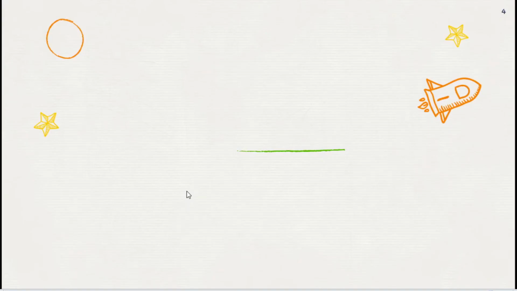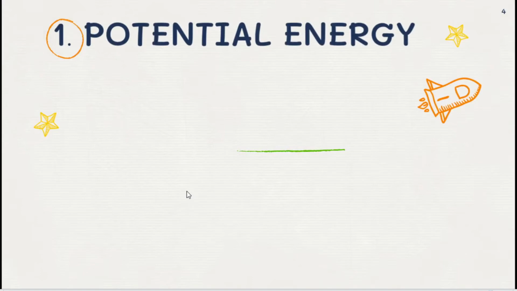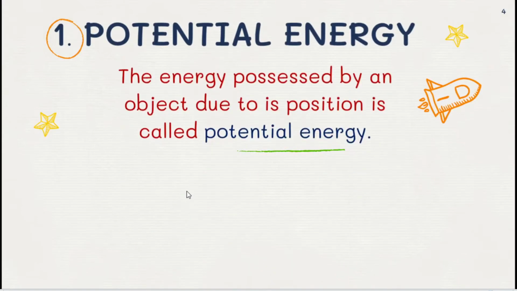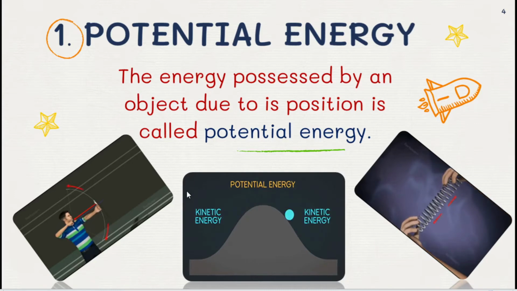Students, first we are going to discuss what potential energy is. The energy possessed by an object due to its position is called potential energy. Last video we discussed kinetic energy. What is kinetic energy? All moving objects have kinetic energy. So potential energy means, if an object is at rest, the resting object has some energy, and that energy is called potential energy. You can see this picture. These are all some examples of potential energy.